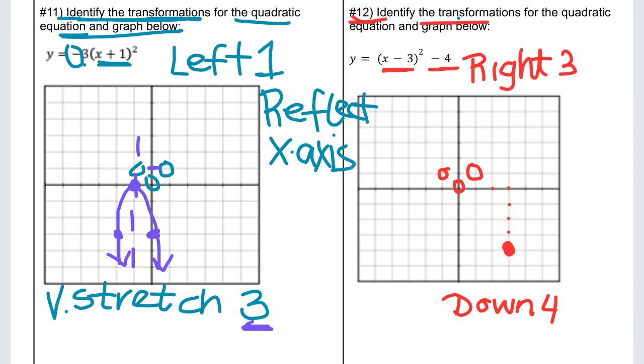Repeat the process for each of the initial points, key points on the parent function. From here, we move 1, 2, 3, down 1, 2, 3, 4. The axis of symmetry is the line of symmetry. We can mirror the point on the other side. Obtain the full parabolic graph for this quadratic equation.